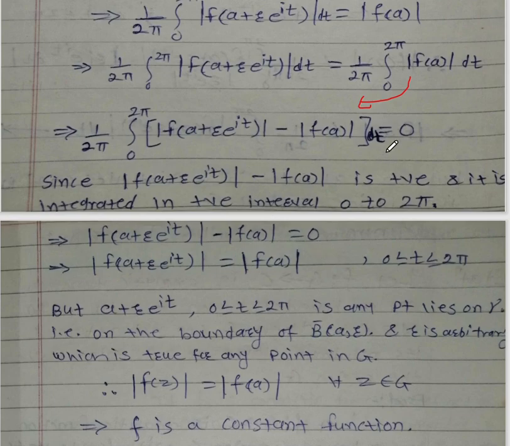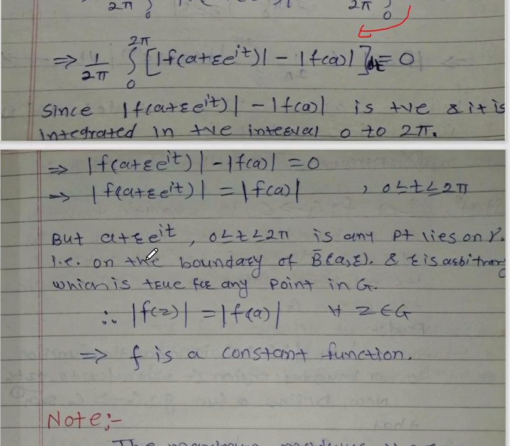After you solve this integral, you will get this term, which implies mod f of a plus r e raised to power i t equals mod f of a for all values of t with 0 less than or equal to t less than or equal to 2 pi. But a plus r e raised to power i t, with t between 0 and 2 pi, is any point lying on the curve gamma. So we can say that it is a point lying on the boundary of the closed circle whose center is a and radius r, and r is arbitrary, which is true for any point in region G.